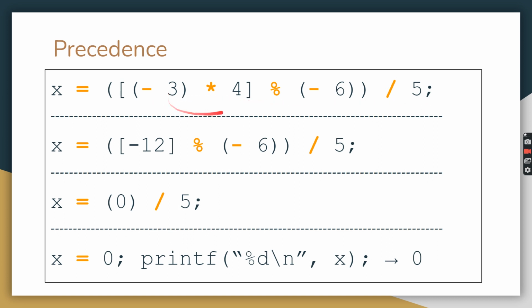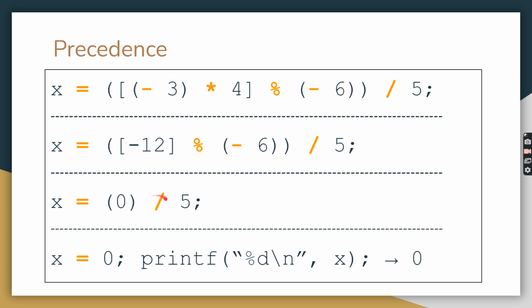Go ahead and multiply negative 3 by 4, we get a negative 12. We'll compute the modulo operator here. Negative 12 divided by negative 6 will give us a value of 2 with a remainder of 0. Therefore, the result of this modulo operation would be 0. As you recall, the modulo operator gives us the remainder of the division between your two operands. In this case, our remainder was 0, therefore the result will be 0.